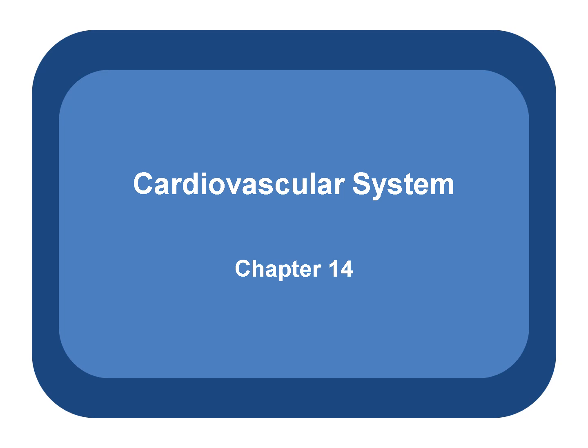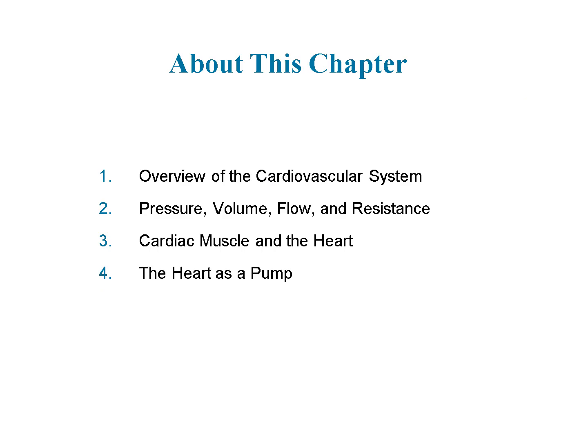Chapter 14, The Cardiovascular System. This chapter focuses on the fundamental concepts of cardiovascular physiology, divided into four key sections. The first section provides an overview of the cardiovascular system, covering its major components, including the heart, blood vessels, and blood, and explaining how they work together to transport essential materials throughout the body.